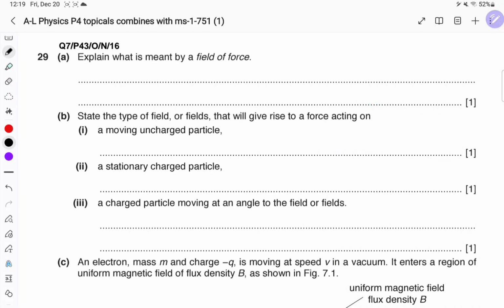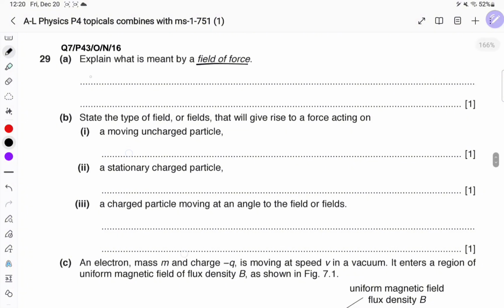Explain what is meant by a field of force. In general terms, it means where you experience a force. Since it's Cambridge, you just write: a region of space where a particle will experience a force.